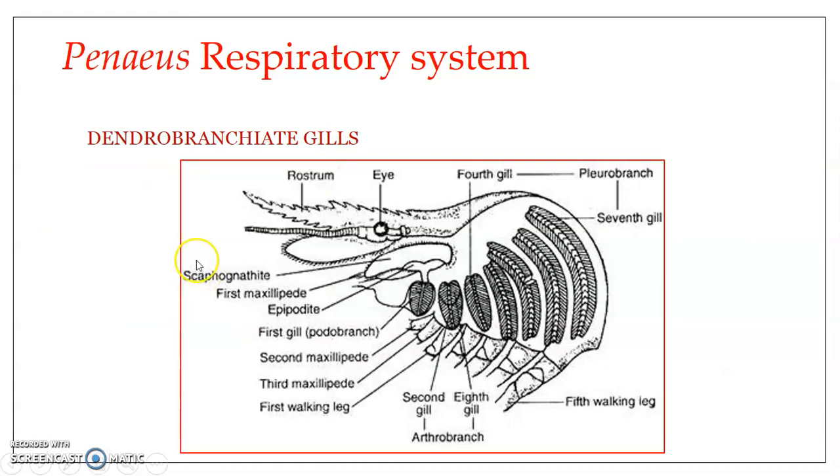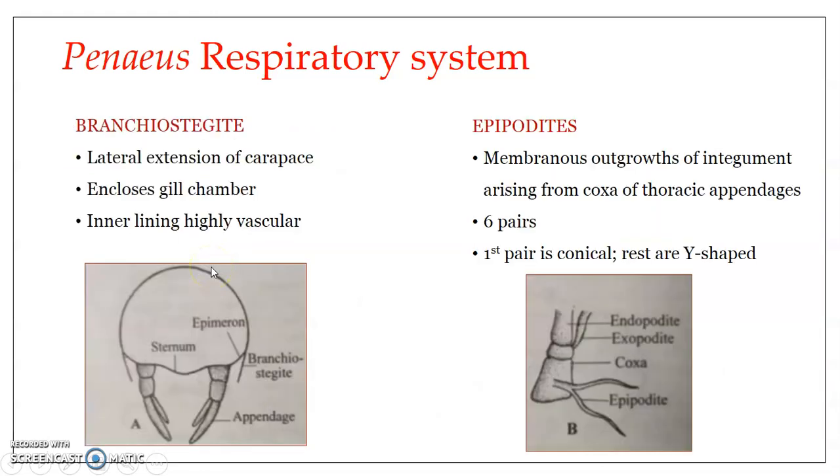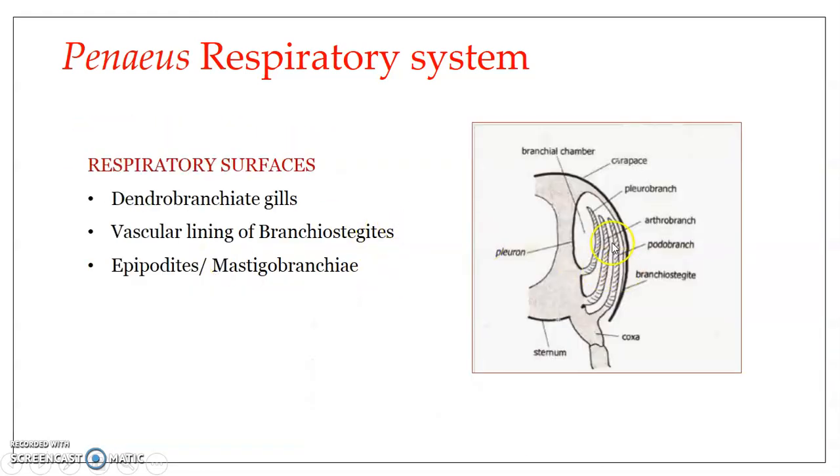Okay, how are they arranged? These represent the gills, and these gills are found in the branchial chamber, being completely sheltered within the branchial chamber, which is covered by the branchiostegite on its side. So it is present in the branchial chamber between the branchiostegite and the thoracic wall or the appendage on its side.